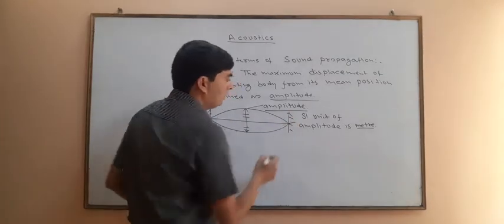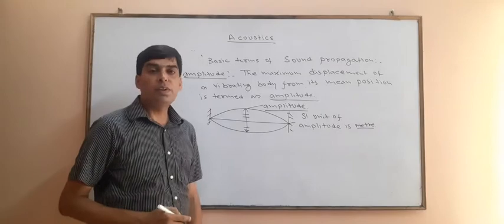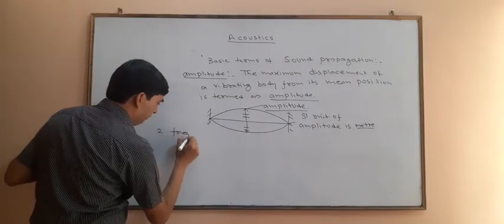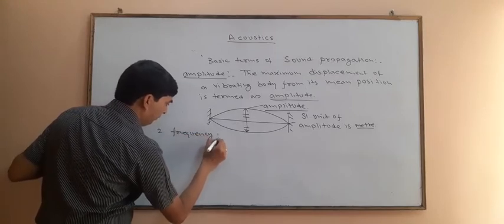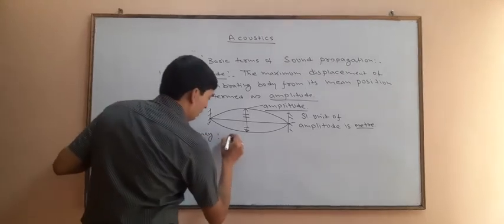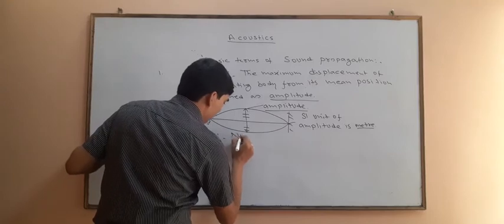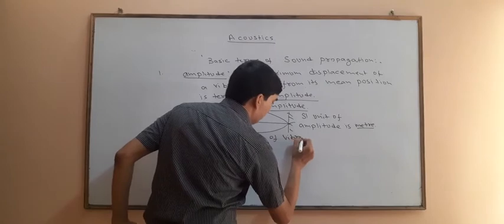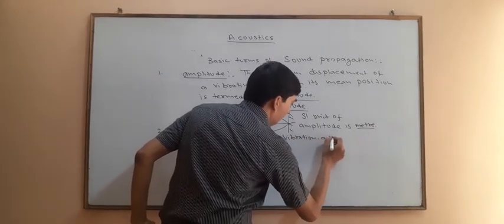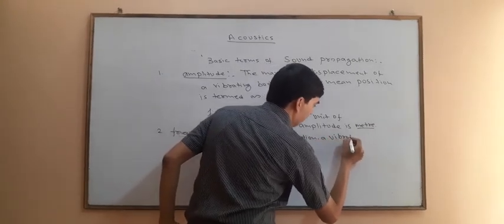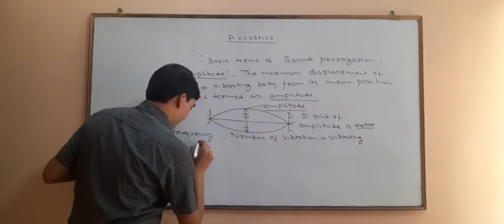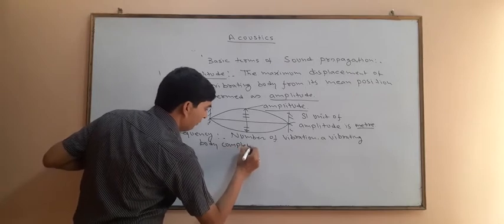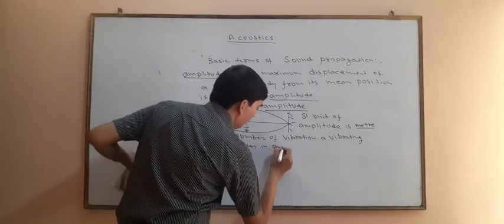Now, the next quantity is frequency. I will define it. Frequency is the number of vibrations a vibrating body completes in 1 second.